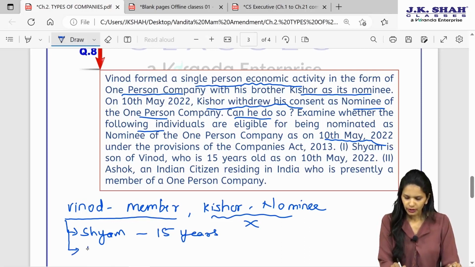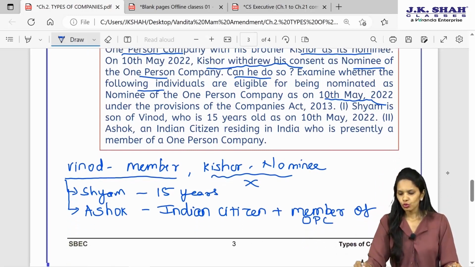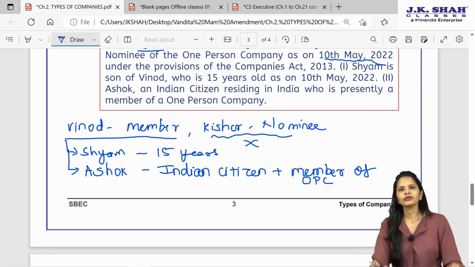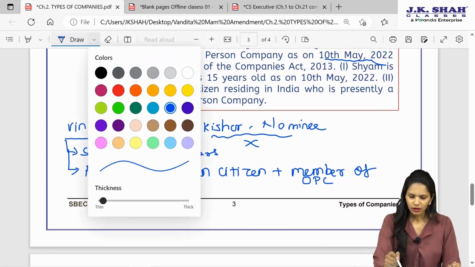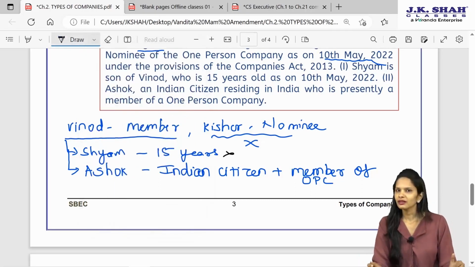Correct? The second one is Ashok. Okay, now Ashok is an Indian citizen, and he is presently a member of an OPC. Again, he is a member of another OPC. Tell me, students, who can become the nominee out of these two? Shyam is already cancelled, because can a minor become the nominee? The answer is no. Okay, a minor cannot become a nominee. So, Shyam cannot become the nominee.